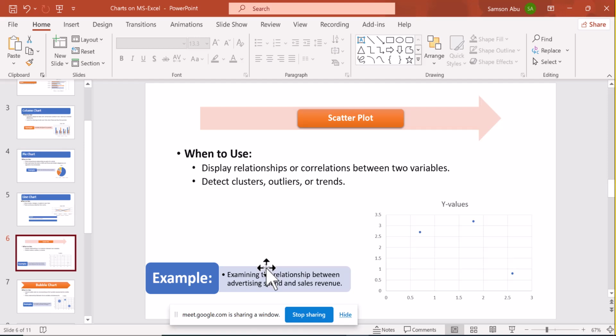Another instance is maybe you want to get the relationship between the amount spent on advertisement and the money generated. The money we are spending and the money we are gaining back. Is it commensurate? Is there a relationship between the two? Okay. Now, for you to be able to do that, you can use your scatter plot and then show the trends. Then we can see, oh yes, there is a relationship. And if there's no relationship, we say, see, there is no relationship.